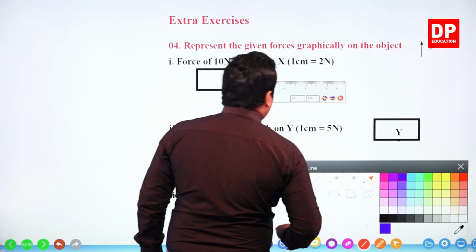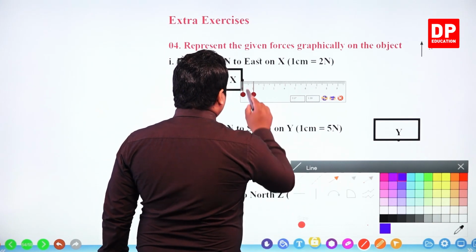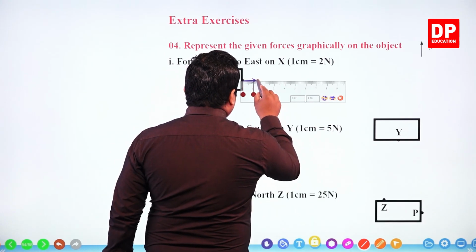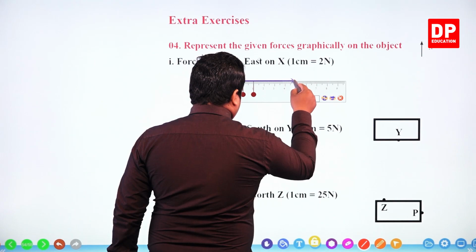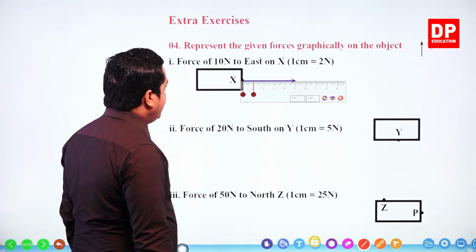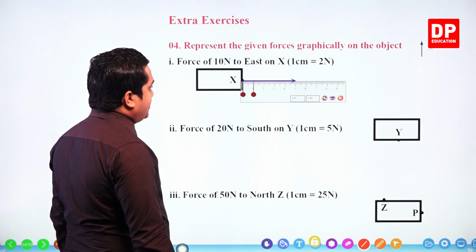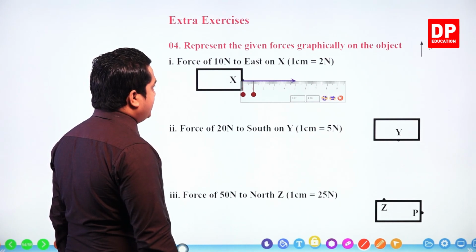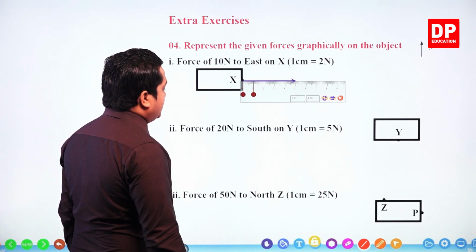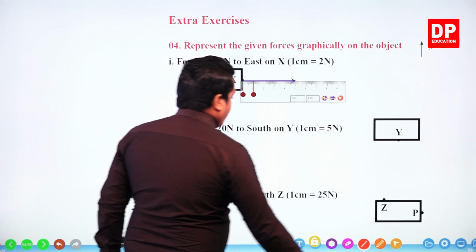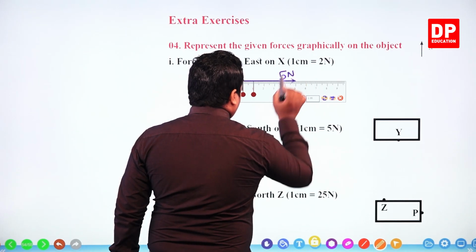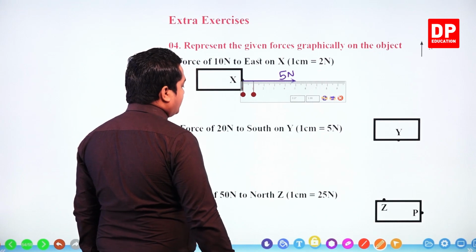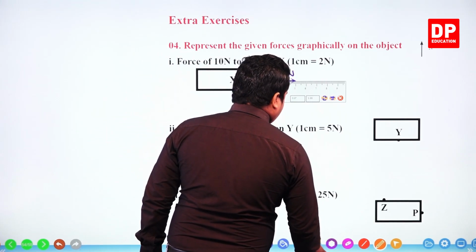Here we need to use an arrowhead like this. Exactly, the distance should be 5 centimeters. See, you can see 5 centimeters very clearly. Okay, exactly that should be 5 centimeters. Right then. So we'll finally write down 10 Newton. Then the next one.